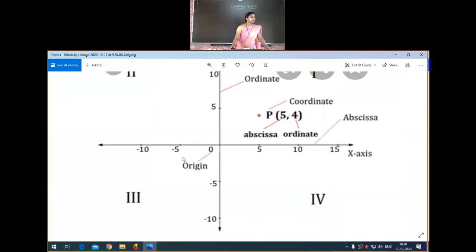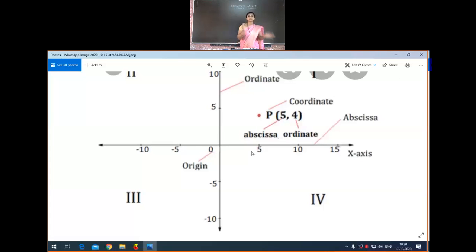So now come to this one. Here we have one graphical representation. We have point P. The coordinates of the point P are (5, 4). See here, this is 5 on the x-axis. Then here you can observe this is 4.